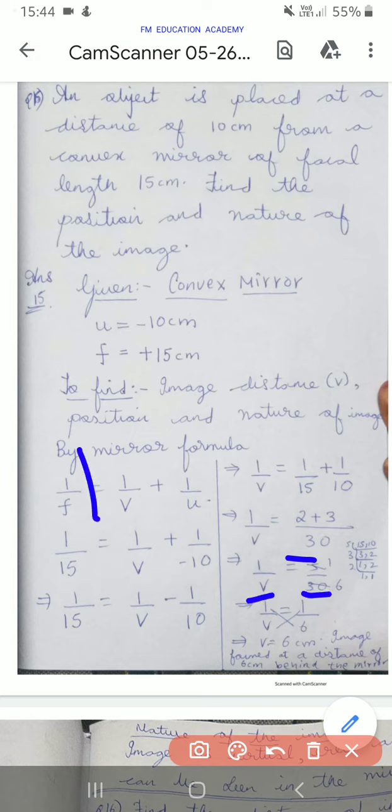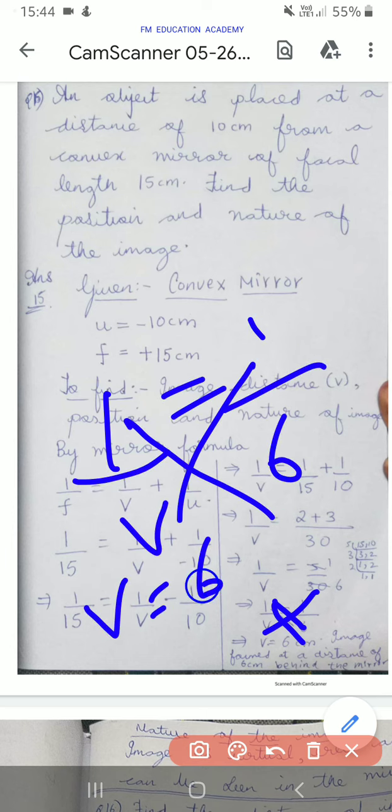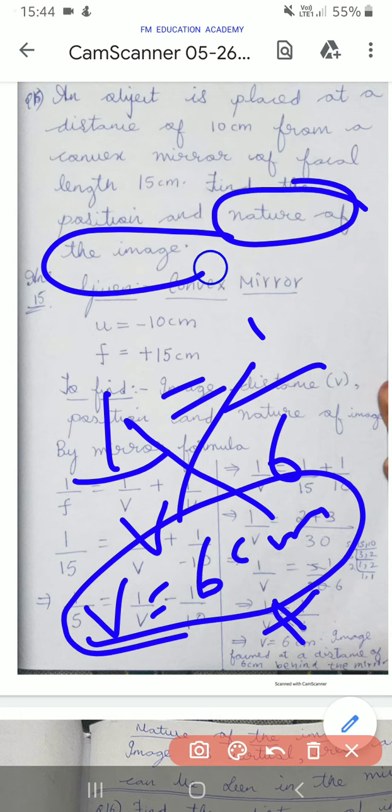But in the question it is not asking us 1 by v. It is asking us v, the image distance. So cross multiply. 1 by v is equal to 1 by 6 we have, right? v into 1 is v, 6 into 1 is 6. So what did we get as the image distance? 6 centimeter.